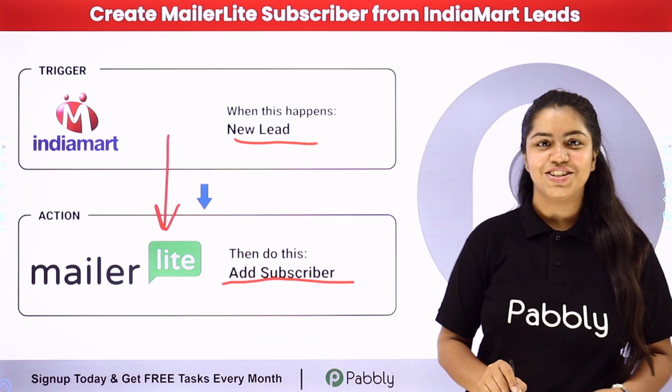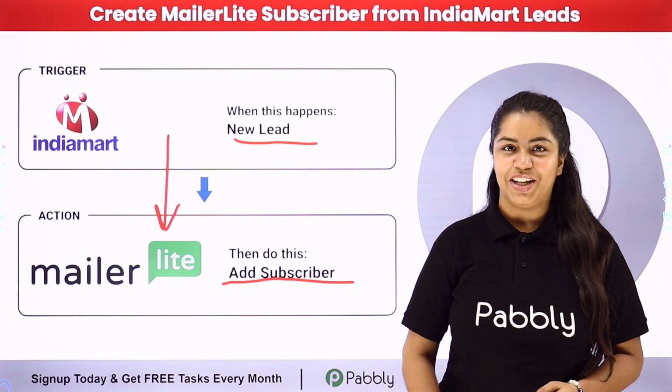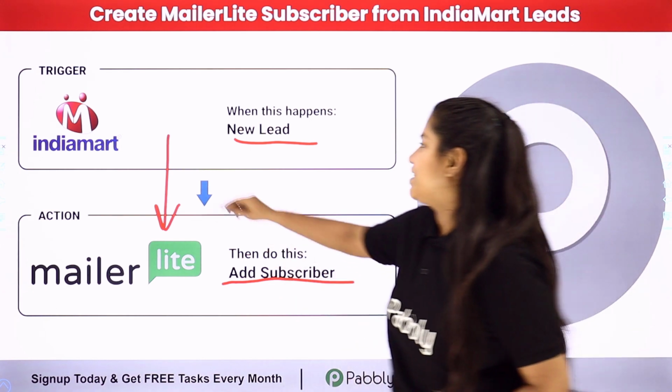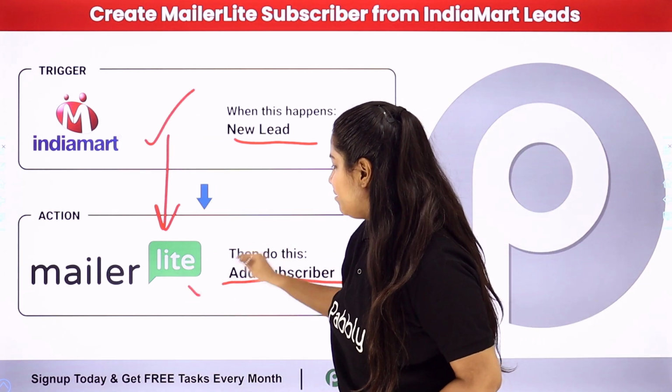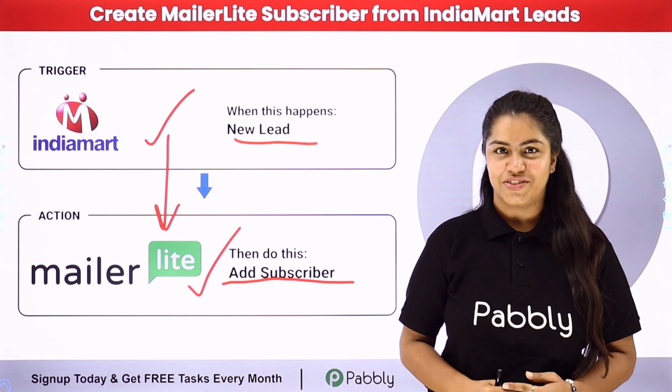To create this integration, we are going to use Pabbly Connect. It is an amazing automation software. So in Pabbly, we have the concept of trigger and action. For trigger, we are going to use IndiaMART, and for action, we are using MailerLite. So if you want to learn this process step by step, follow me through the screen.